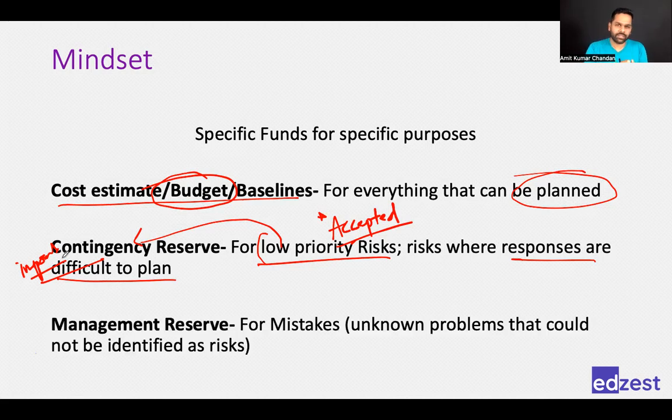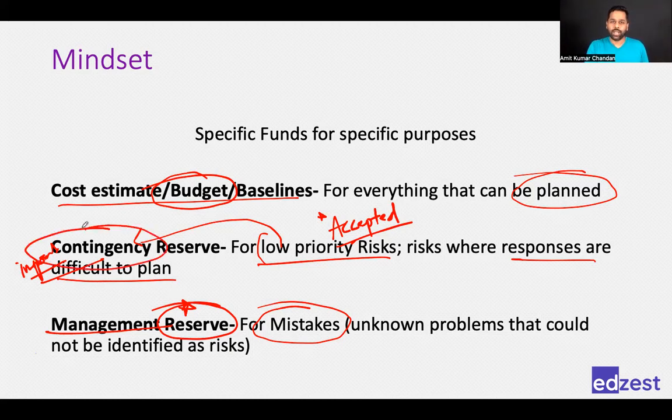Then we have management reserve as a fund. It is to be used for mistakes, issues that have happened which were not identified as risk. So when we are planning, if we cannot identify something and that mistake happens in the project, management will keep some reserve, and we will always have to seek approval for that. It is under management's quota, it is in their pocket. So if you want to take it from their pocket, you need to take approval for that. Contingency reserve is in your pocket, so you can use it, but it is to be used for specific purposes.